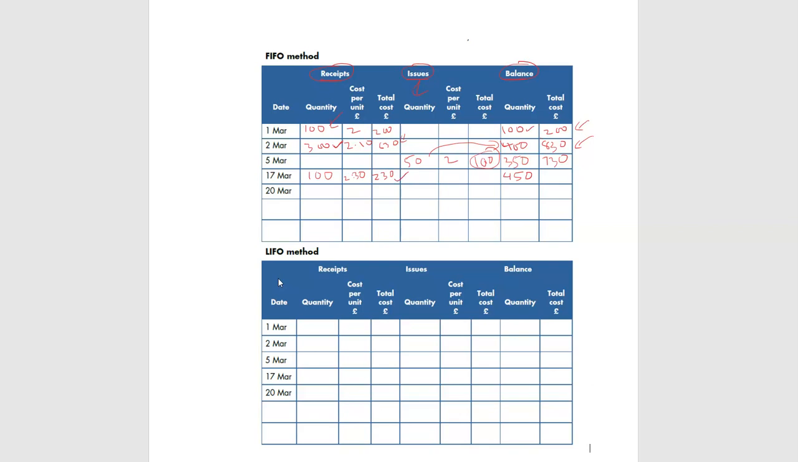So finally you have 20th of March. On the 20th of March we have issued 150 units. So the first 50 I'm going to use from the previous, because from this 100 I used only 50 here, another 50 left, so another 50 I'm going to use at the rate of 2, so that gives me 100, and another 100 I'm going to take from this 300, that's 2.10, and that will give me 210, and in total it will be 310, isn't it?